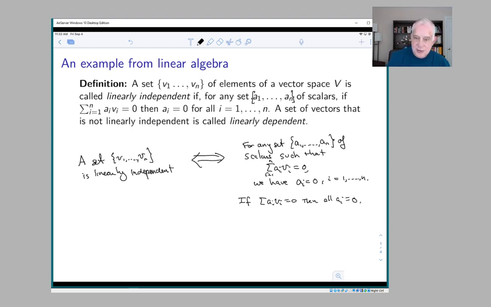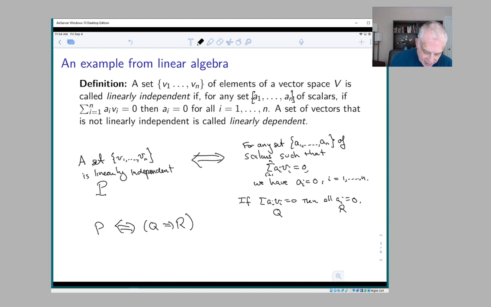In other words, the logical structure, if we call these various statements, we call the hypothesis maybe P, and we call sum of ai vi equals 0 Q, and we call all ai equals 0 R, then our definition has the form P if and only if Q implies R. And if you think for a minute about this, first of all, remember that an if and only if statement is true provided the two sides are either both true or both false. So that says that you are linearly independent if Q implies R, and you are not linearly independent if it's false that Q implies R. Okay?